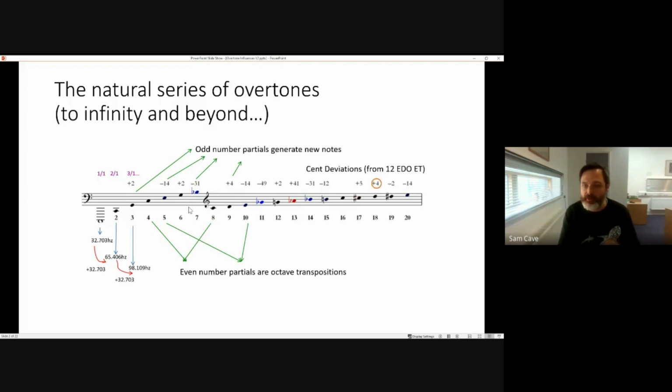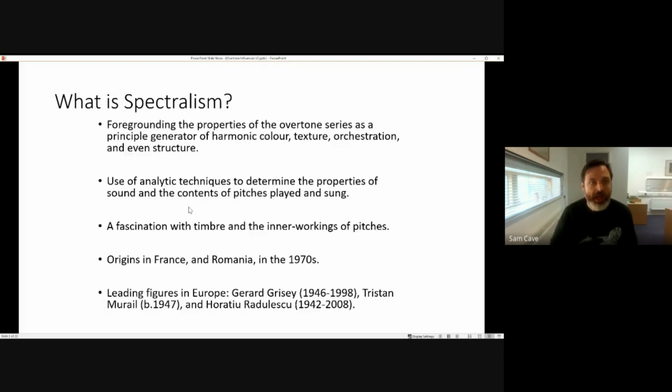I'm sure everybody's familiar with the cent deviations that are above these notes in this diagram. These are deviations from 12-tone equal temperament, 12 EDO, like on the modern piano, in cents, 1/100th of a semitone being 1 cent. These are the things that I'm going to say spectralism is about for the purposes of this talk, and I think it's probably a fair overview of the things that spectralism was at least concerned with.